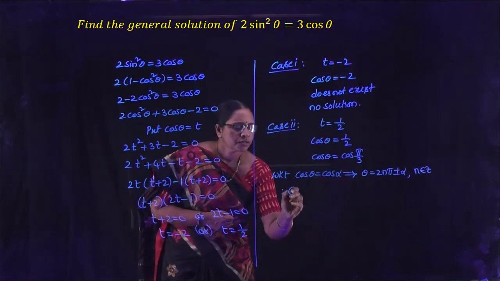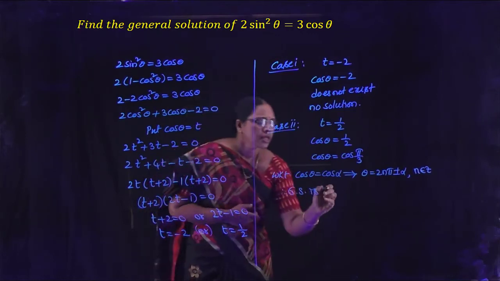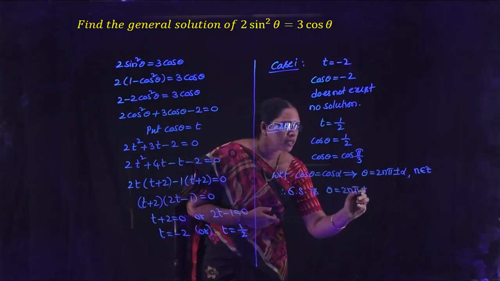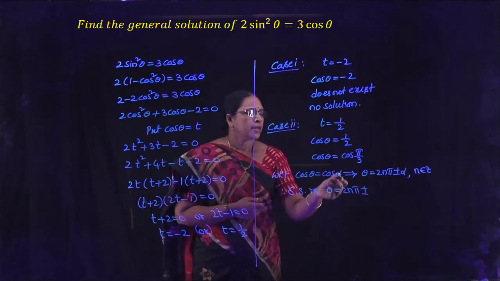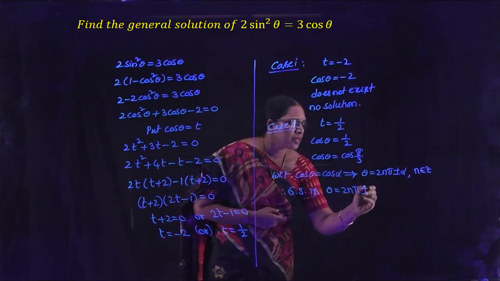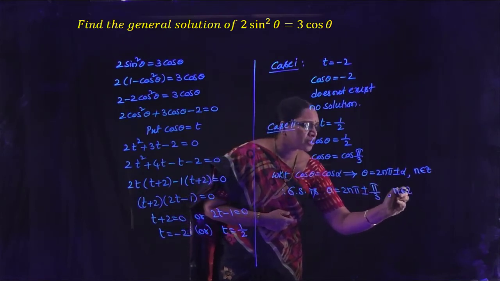Therefore, general solution is theta is equal to 2n pi plus or minus alpha. By comparing these two equations, alpha is pi by 3. So theta equal to 2n pi plus or minus pi by 3 where n belongs to Z.